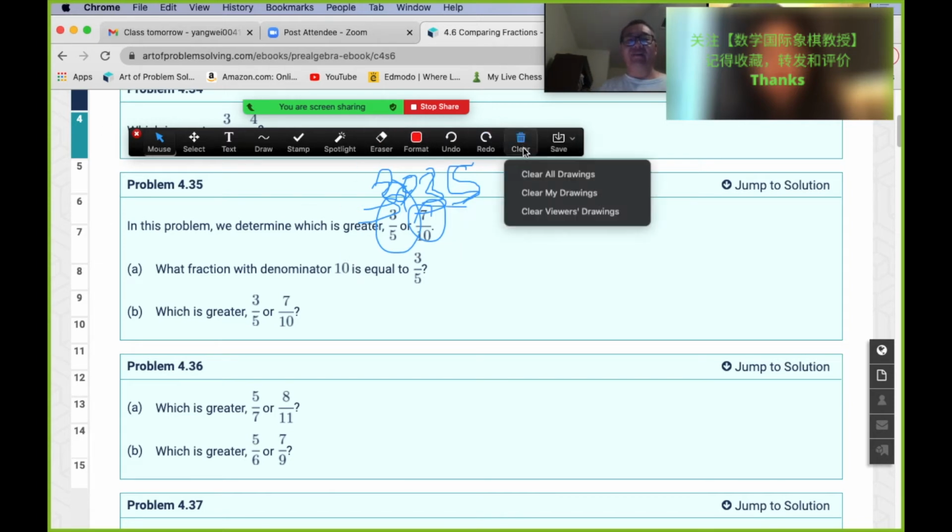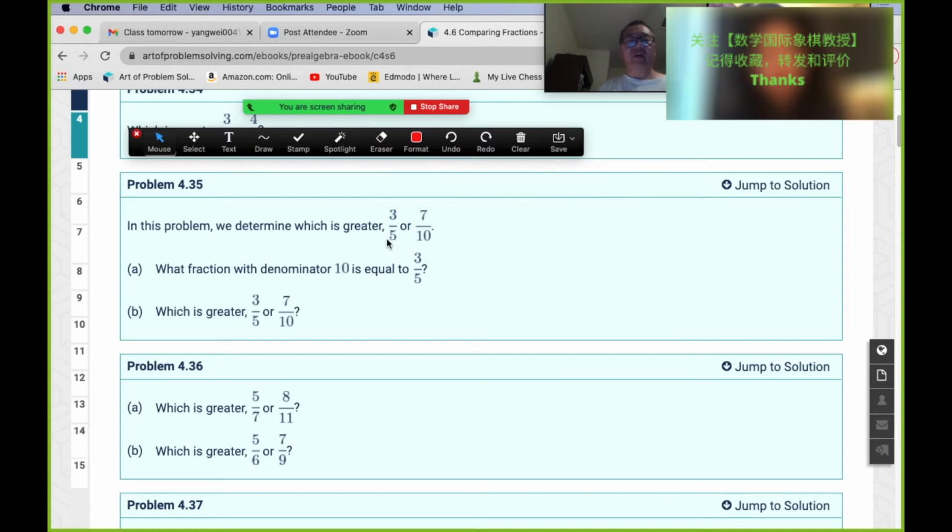When the denominators are not the same, you can do cross multiplication. 3 times 10, that's 30. Write it down on top of that fraction. That's what I did. This one's 35. Because 35 is greater than 30, therefore this number is greater than this one.